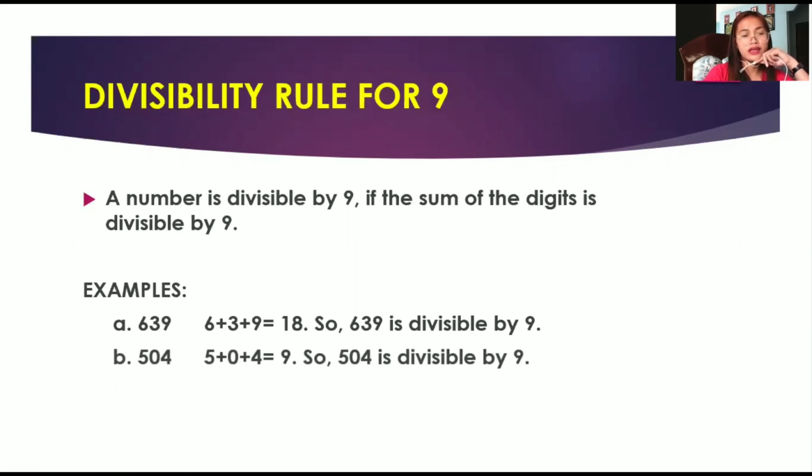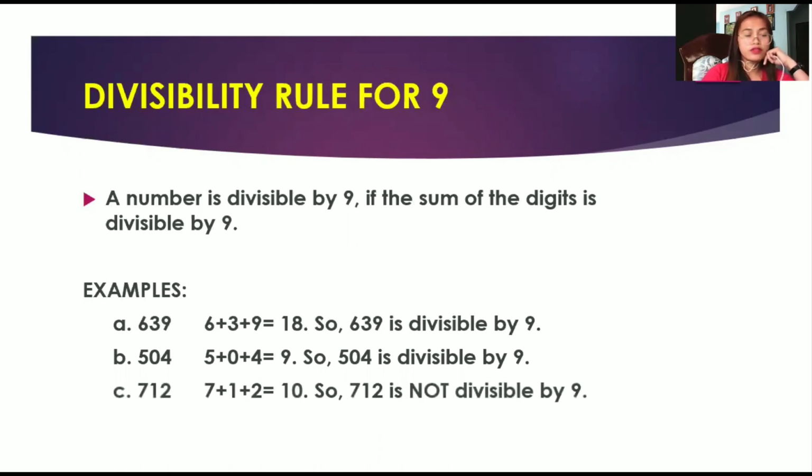Next, letter B or the second example, 504. So, again, atong i-add ang tanan nga numbers just like divisibility rule for 3. So, you have 5 plus 0 plus 4, which is equal to 9. So, 9 is divisible by 9. Automatic, 504 is divisible by 9. Okay, another example. So, 712. Now, this time, atong i-add. So, 7 plus 1 plus 2 is equal to 10.